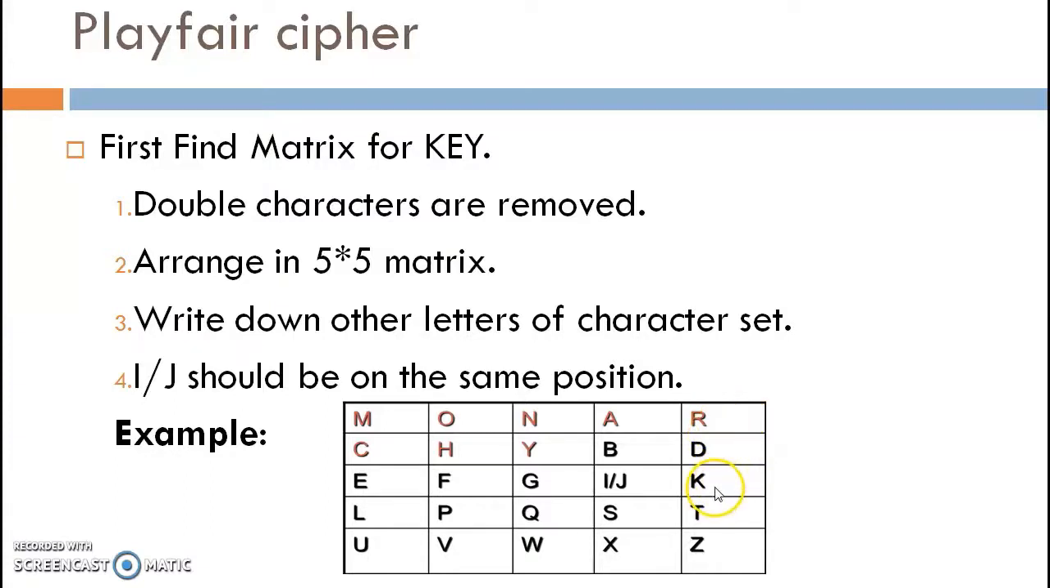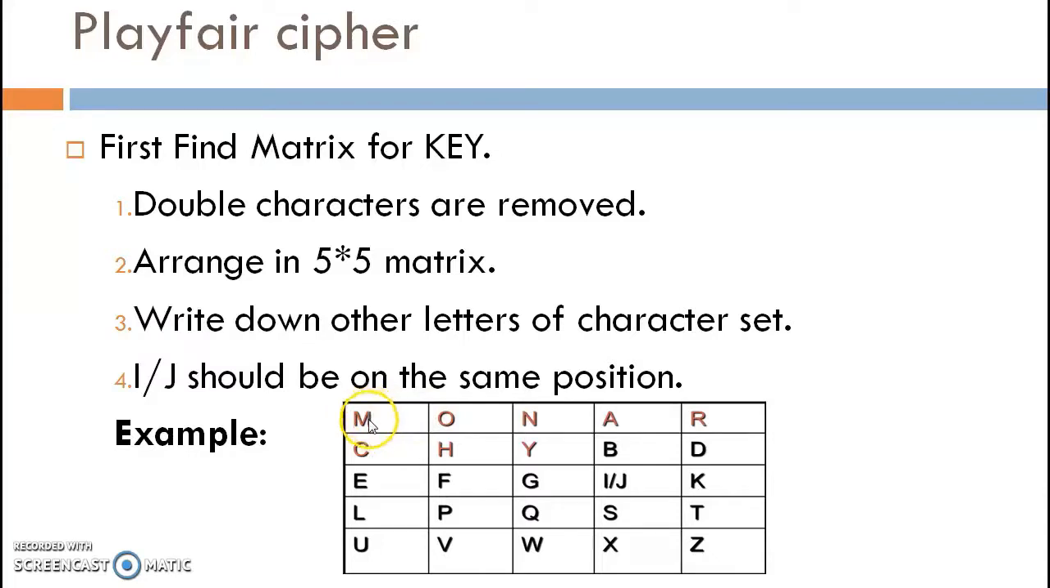First of all, we write the key letters after removing the duplicate letters, and then write down the other letters of the character set in the 5 by 5 matrix, remembering that I and J should be in the same position. In this way we arrange the characters and form the 5 by 5 key matrix.